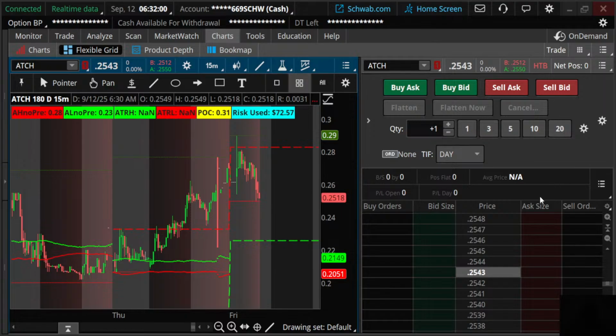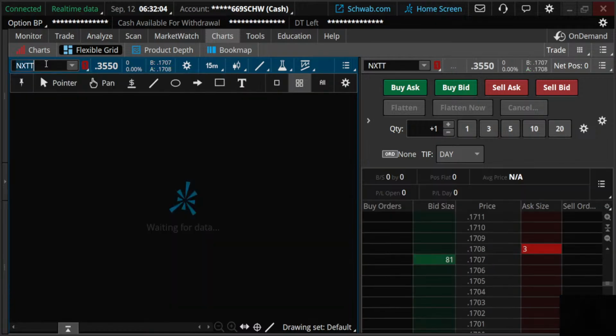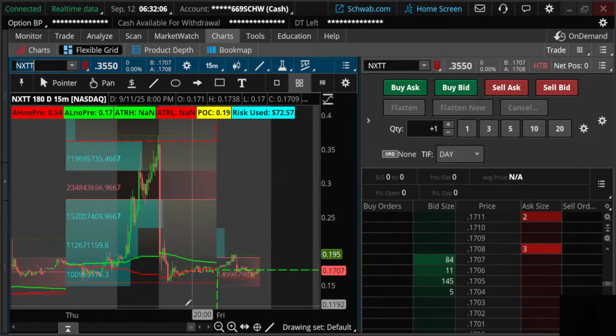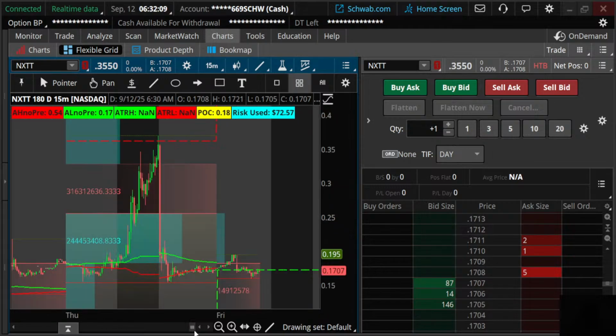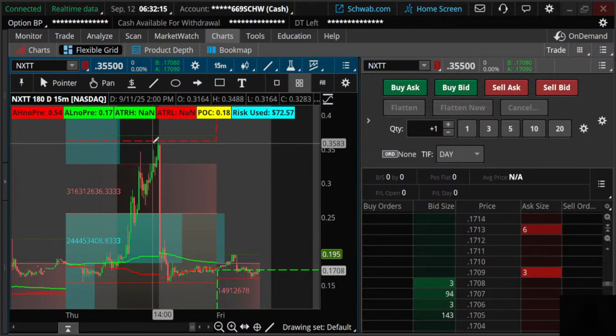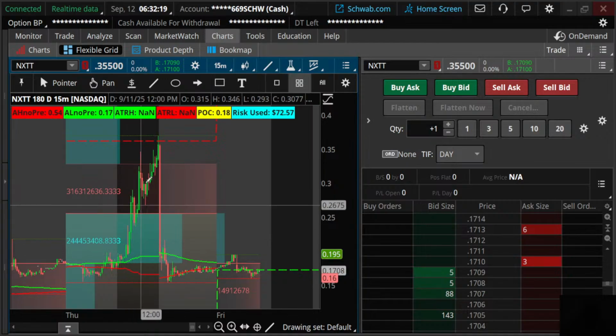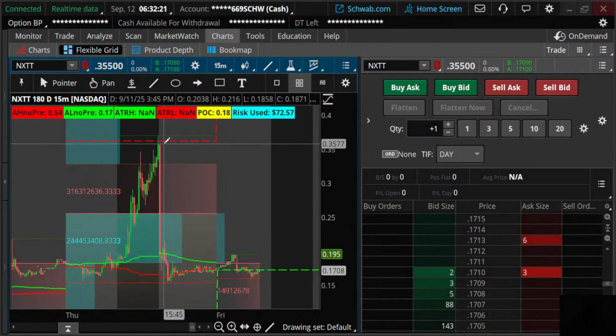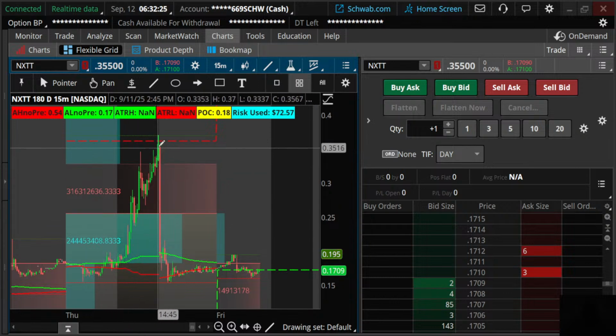And then the other one you said was NXTT. Whew. Okay, this one was 19 cents. Went up to 35 cents. Okay, this one was a little bit more of a mover. 19 cents to 35 cents. Boy, that aftermarket, if you're holding in the aftermarket, you got smoked.